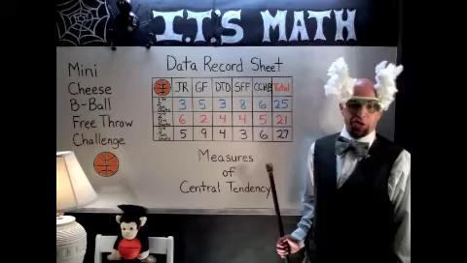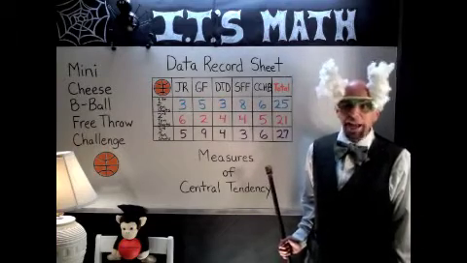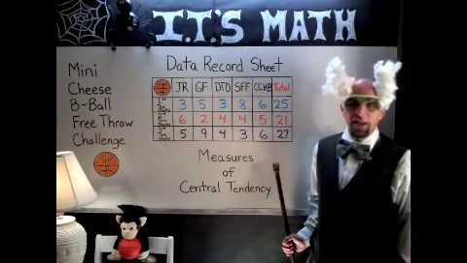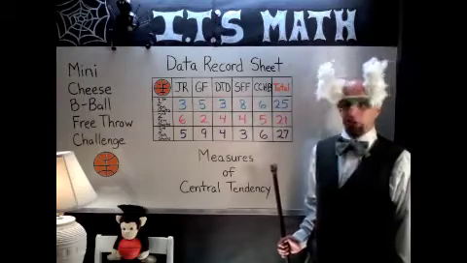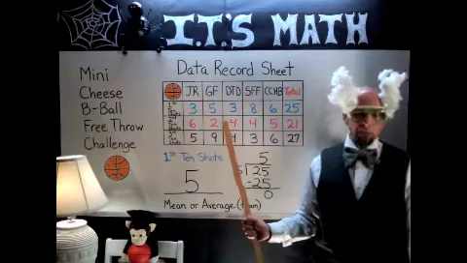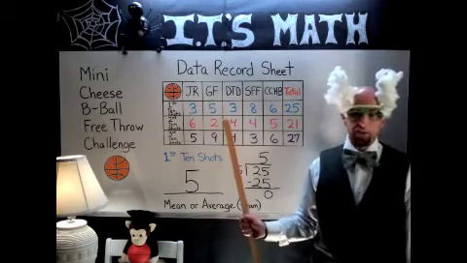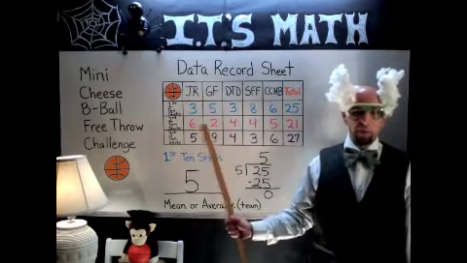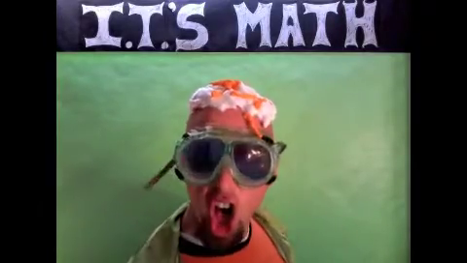Now that we've completed the challenge and recorded our scores in the data table, let's analyze the data to determine the measures of central tendency. To find the mean or team average, let's refer to the first 10 shots of each team member, which are displayed horizontally in blue. That's fancy talk for side to side.